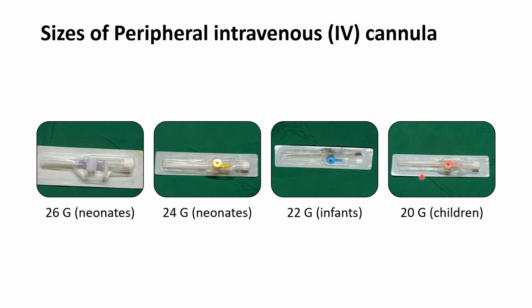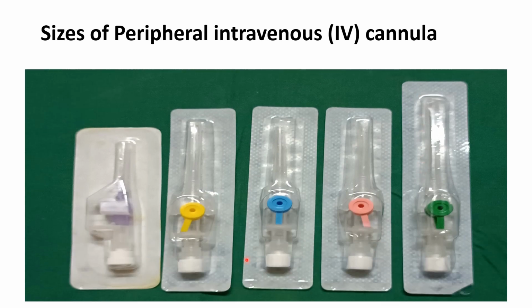And these IV cannulas are made of either polyvinyl chloride material or polyurethane material. We should prefer the polyurethane material IV cannula because it is less thrombogenic. In this image you can see the various sizes from the 26th till the 18th gauge cannula. 18th gauge we use in the adolescent children when they are having the weight around 50 kg.